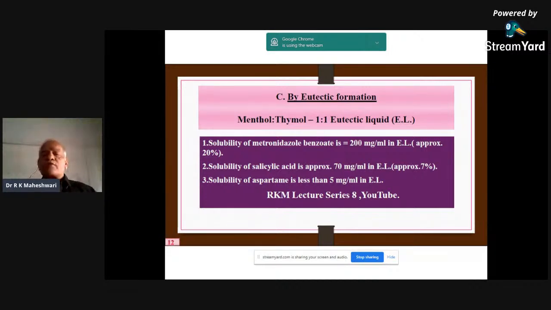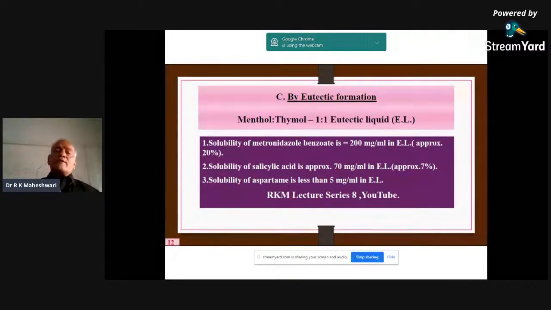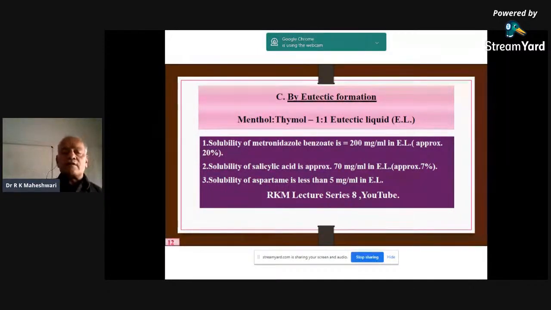Now the reason is again the same. The molecules of menthol and thymol come into the liquid state, and they are responsible for the dissolution of salicylic acid because of hydrogen bonding and van der Waals forces. Suppose there was no solvent character in this eutectic liquid, this menthol thymol, then we would have obtained a suspension of salicylic acid, a suspension of metronidazole benzoate, in this eutectic liquid. So it is proving that the molecules of the solid are involved in dissolution because of hydrogen bonding and forces.